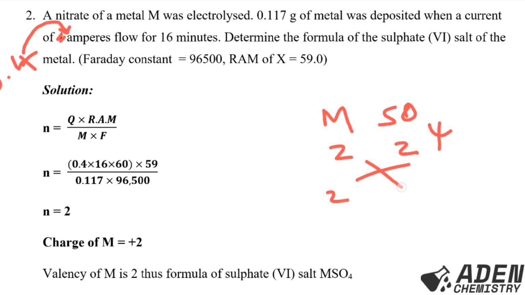We will interchange the valence. Then if there is a common factor, we divide by 2, 1 by 2, 1. So the formula that we are going to get there will be MSO4. So that's what we have here, MSO4.